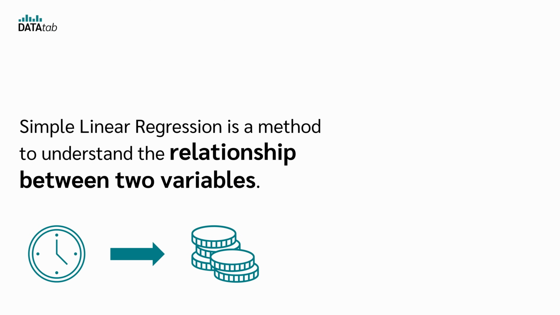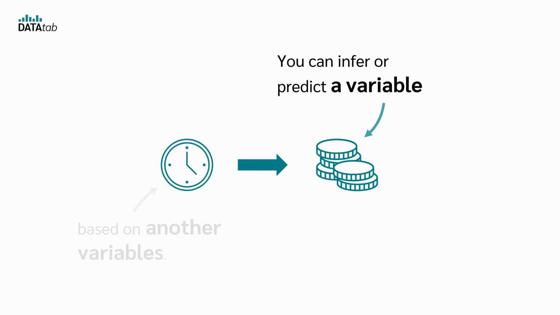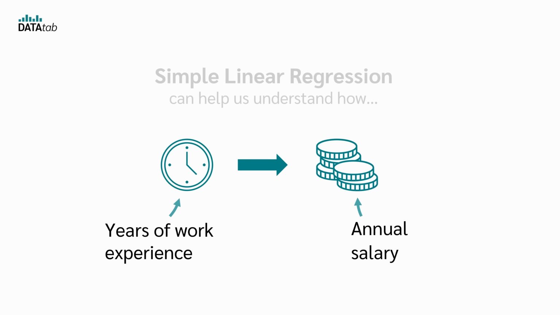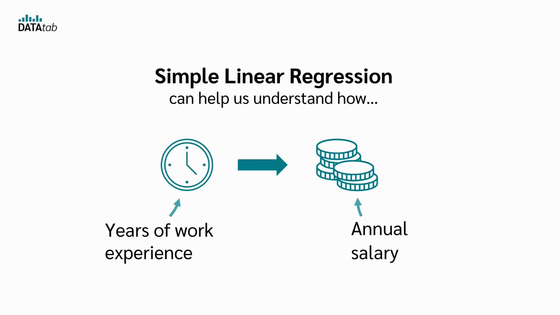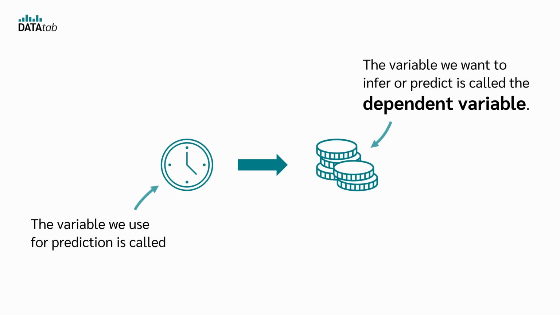Simple linear regression is a method to understand the relationship between two variables. You can infer or predict a variable based on another variable. For example, you can predict the annual salary of a person based on the years of work experience. So a simple linear regression can help us understand how salary changes with an increase in years of experience. The variable we want to infer or predict is called the dependent variable. The variable we use for prediction is called independent variable.